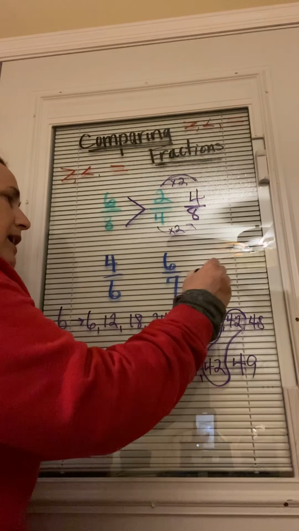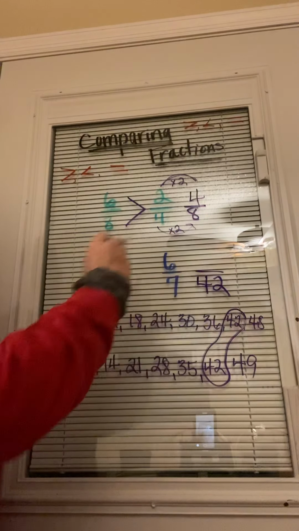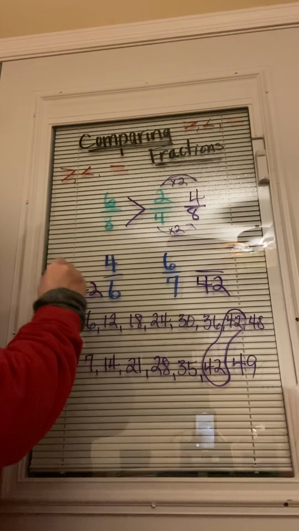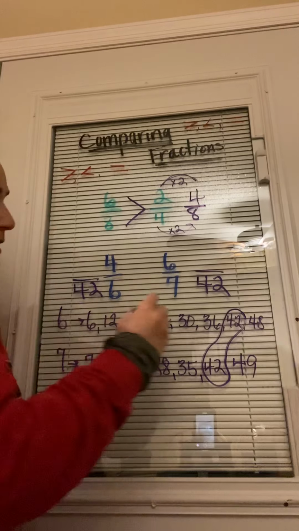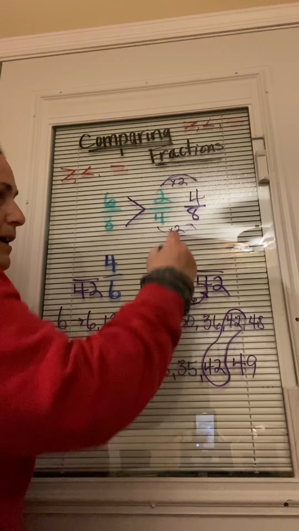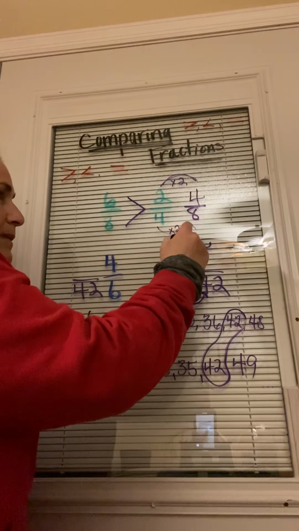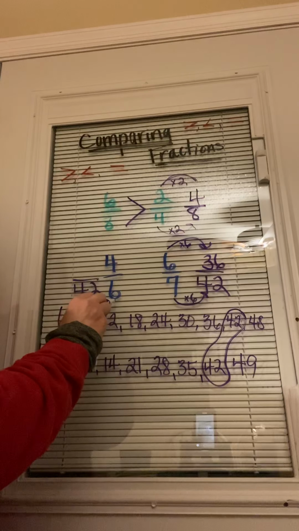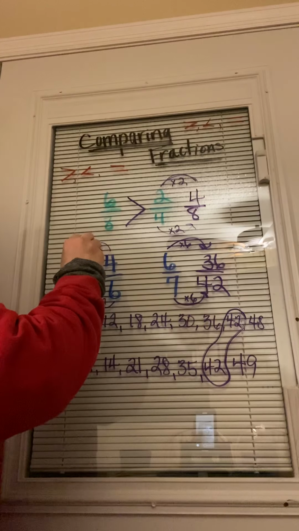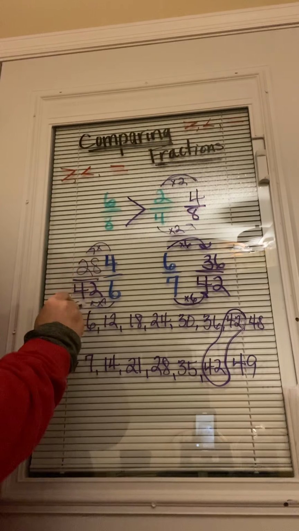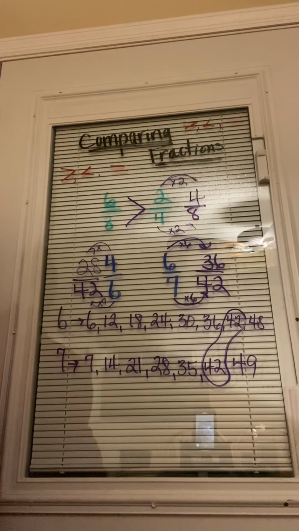So I'm going to rename 6/7 and 4/6 using 42 as the denominator. Again, what did I do to 7 to get 42? I times it by 6. Whatever you do to the bottom, you must do to the top. So 6 times 6 is 36. What did I do to 6 to get 42? It's times by 7. So 4 times 7 is 28. So I have 28 over 42 and 36 over 42.